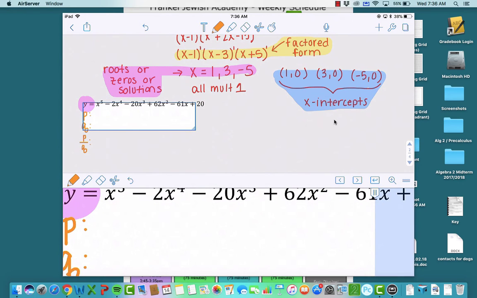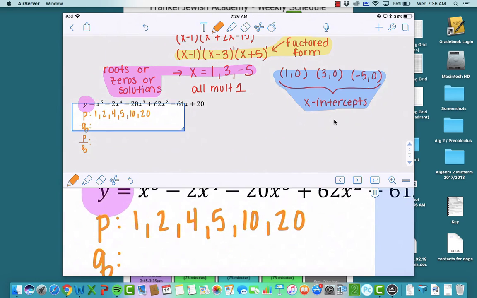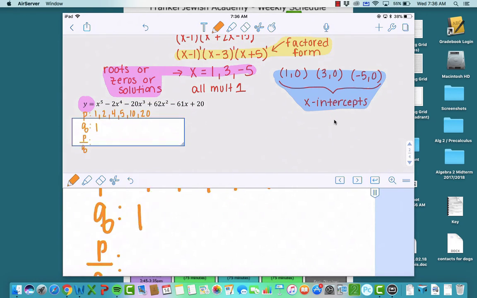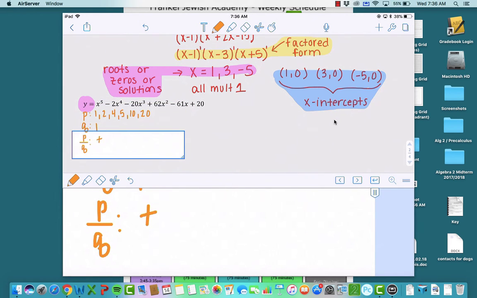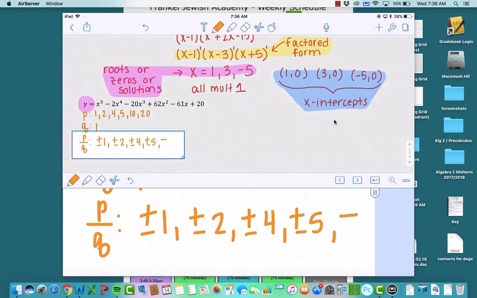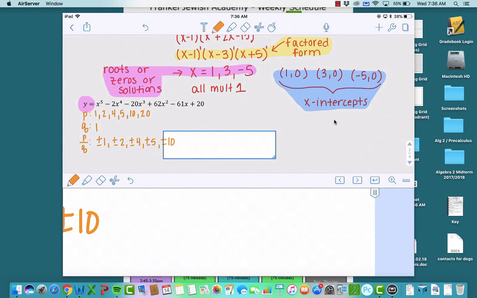So, factors of 20 are 1, 2, 4, 5, 10, and 20. There's a 1 in front of the x to the 5th, so that's all I have to deal with, which means I do plus or minus 1, plus or minus 2, plus or minus 4, plus or minus 5, plus or minus 10, plus or minus 20.